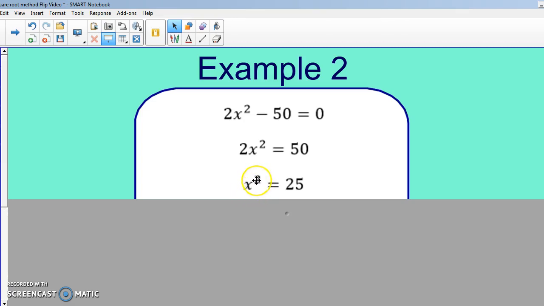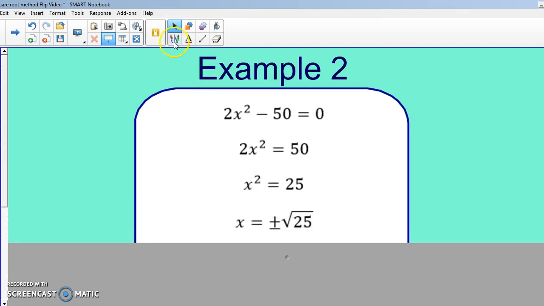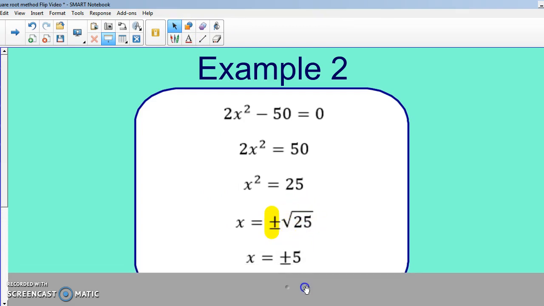Lastly, to get the squared by itself, we have to take the square root. So we're going to take the square root of both sides. Remember, when you take the square root of both sides, it is very important that you keep the plus or minus. So then we have plus or minus the square root of 25. We know the square root of 25 is 5. So our answer is x equals plus or minus 5.